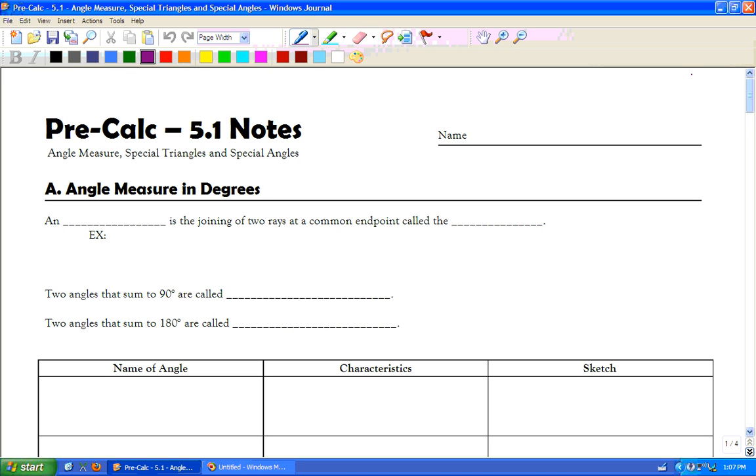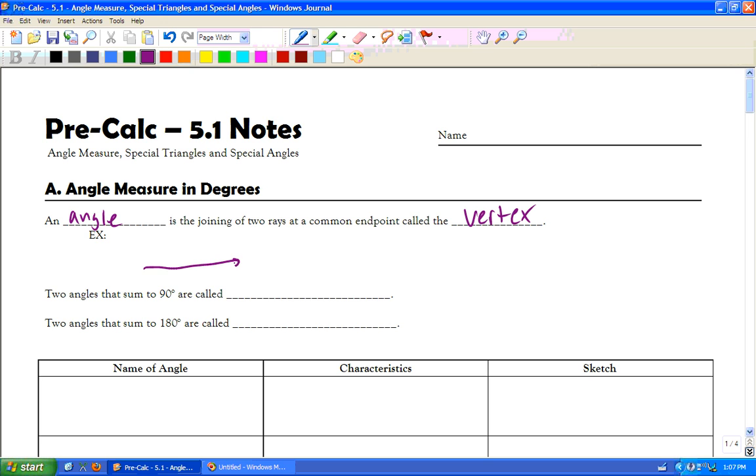Welcome, pre-calculus students. Today we're going to start by reviewing some basic things about angles, so it's going to go a little bit quick, but these are things you should know. One way to think about an angle, and we are going to go over multiple ways of viewing them, is the joining of two rays at a common endpoint called the vertex.